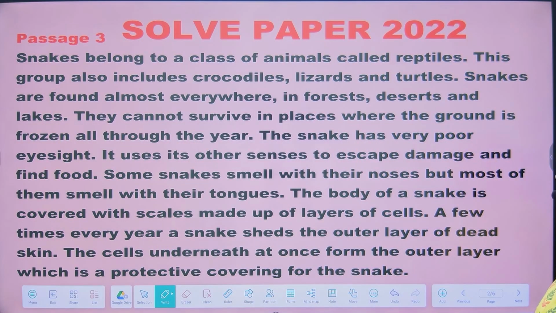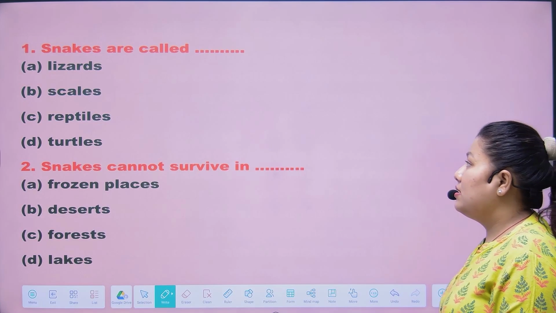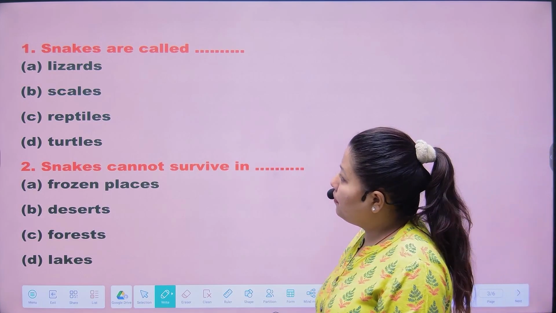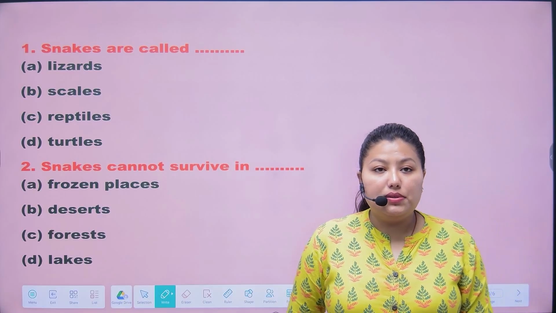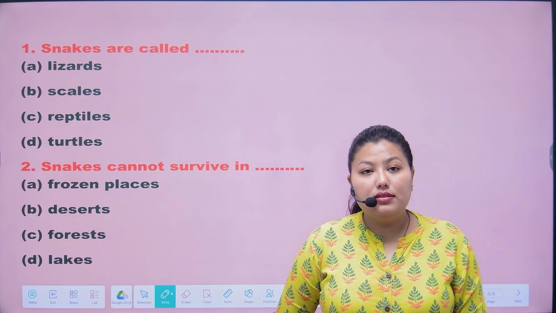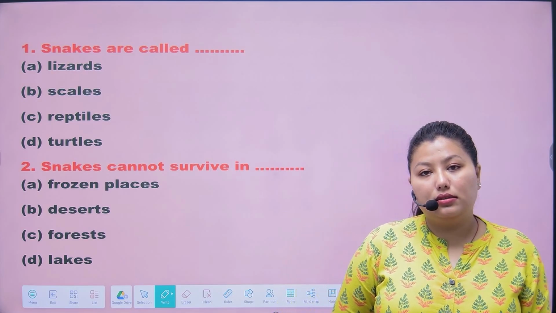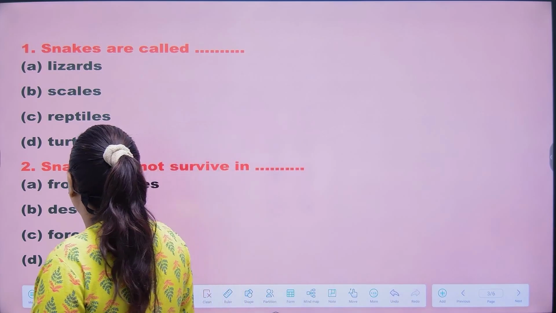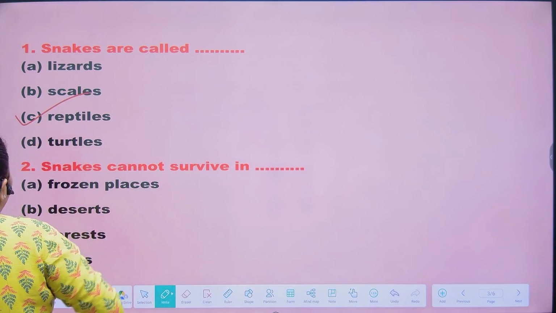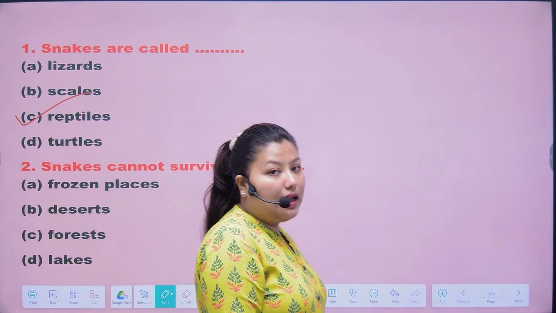So the passage is done. Now we will start the questions. The first question is: snakes are called what? Options are lizards, scales, reptiles, turtles. In this passage we learned that snakes are called reptiles. Option C is the correct answer.